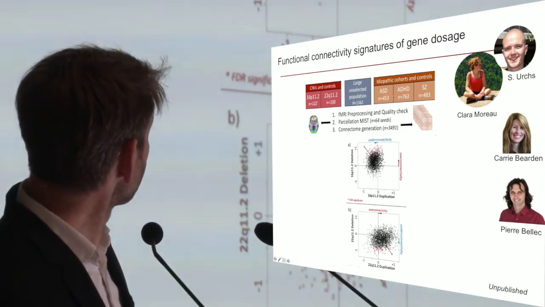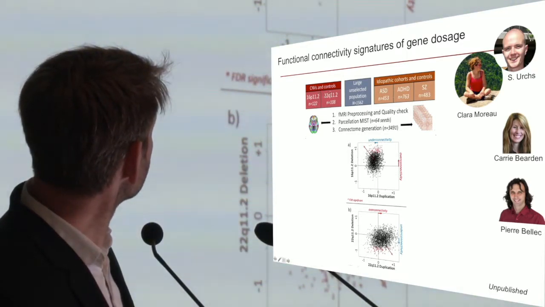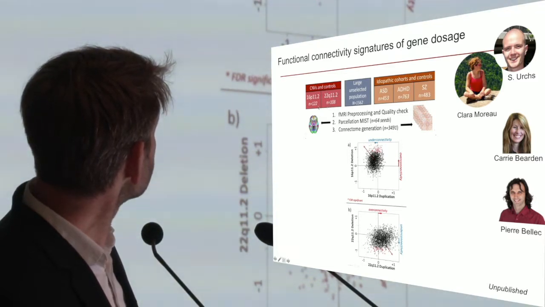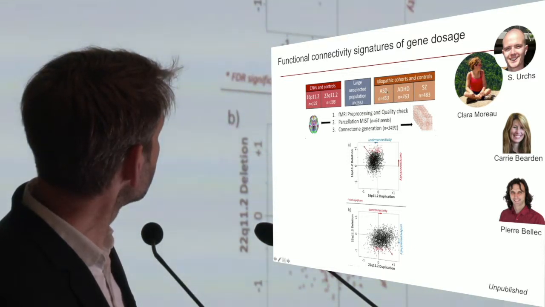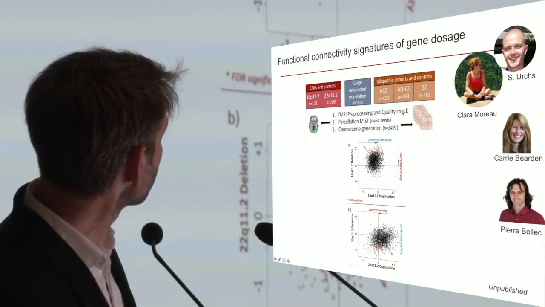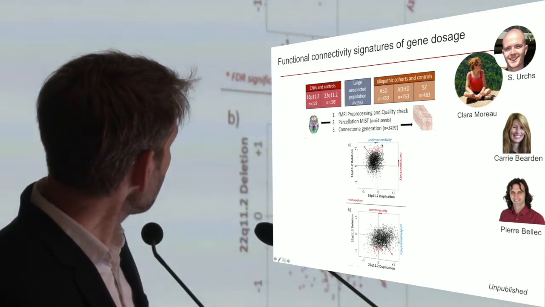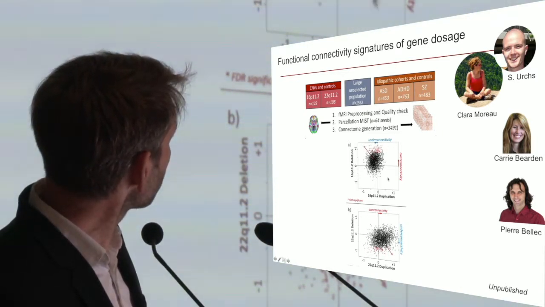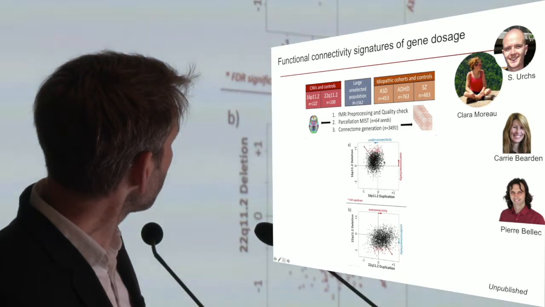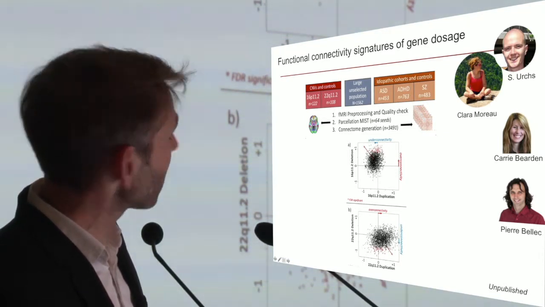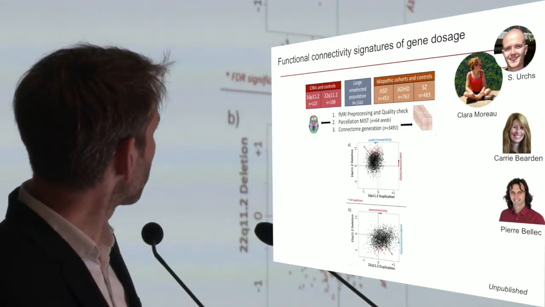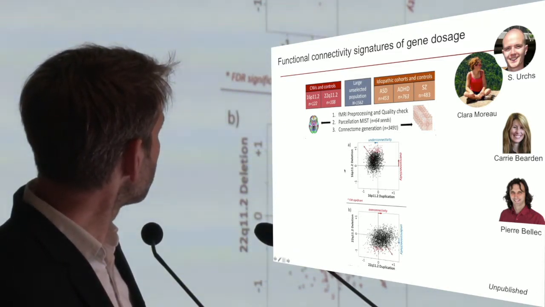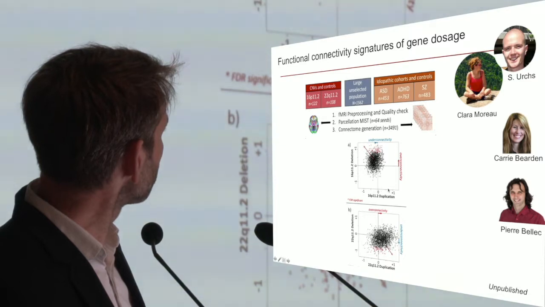But here what we did is we looked at 16P and 22Q resting state functional MRI data, and we also looked at 3 psychiatric conditions: autism, ADHD, and schizophrenia. And these are sort of complicated plots, but what they're showing are the effect on 2,080 functional connections in the brain, the effect of the deletion 16P and the duplication 16P.